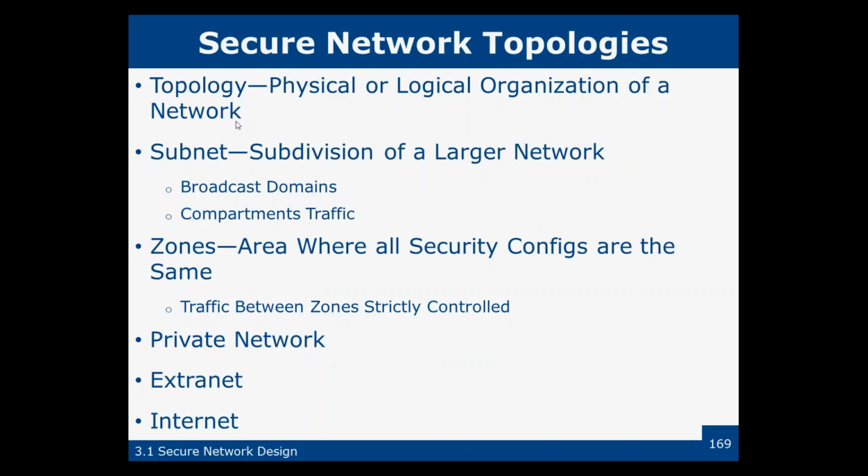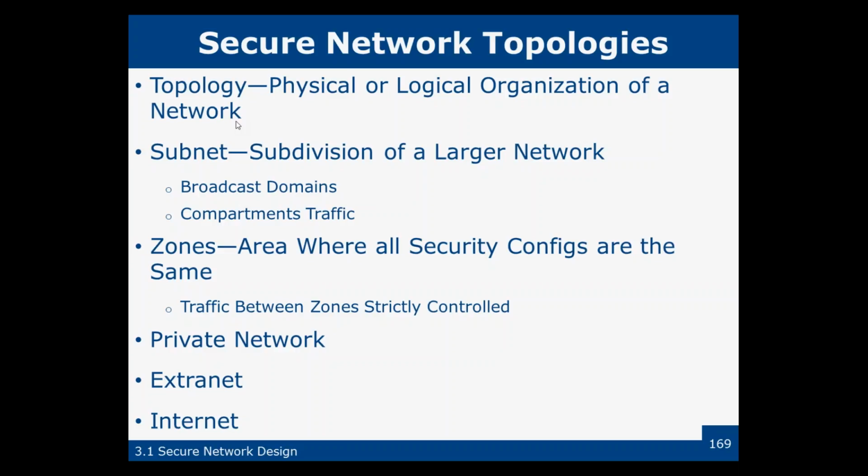Zones are areas where all the security configurations are the same. We have security zones, and we control and strictly control traffic between these zones. And when you're actually managing these things, depending on the type of system you have, you assign zones priorities, and you have to have a certain priority to go from one zone to the other. We can also do it with filtering to prevent access across a network.